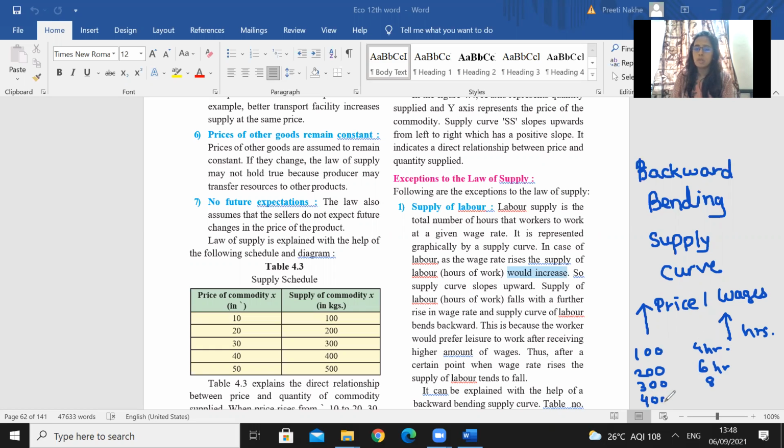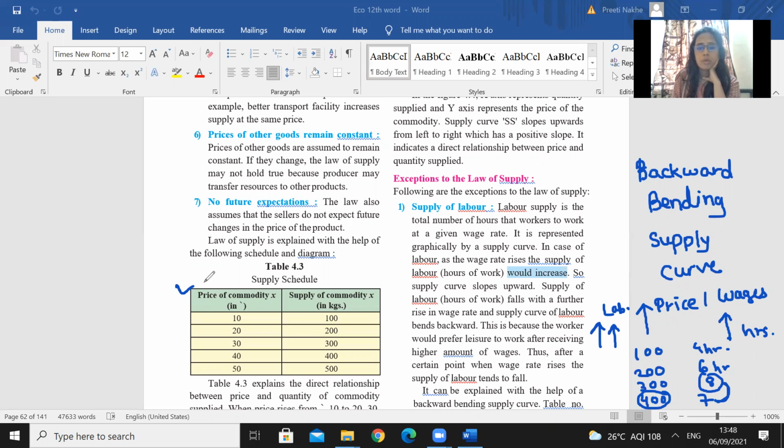But after increasing, at some point you may feel that no, 8 hours is more than enough, I will not work. Instead you will work fewer hours, because that time you may want to spend with family, friends, or leisure, pleasure, or entertainment, because we are human beings. As the price rises, we cannot raise our supply in the case of labor, because labor is a human being. So the law is: labor supplies the total number of hours that workers work at a given wage rate.